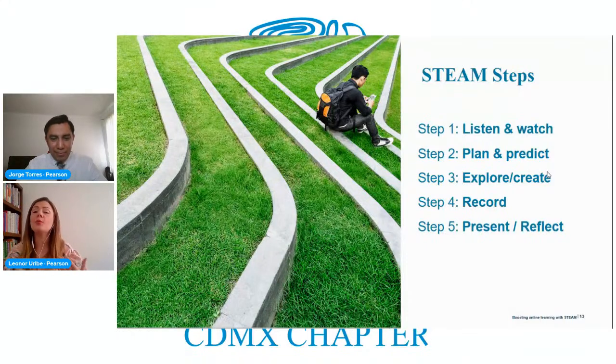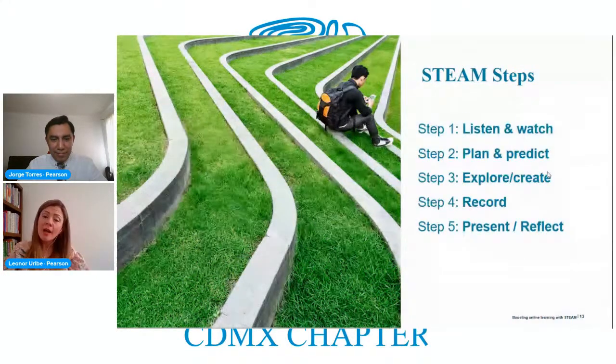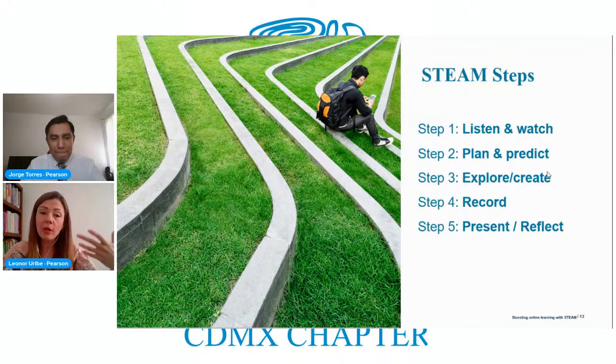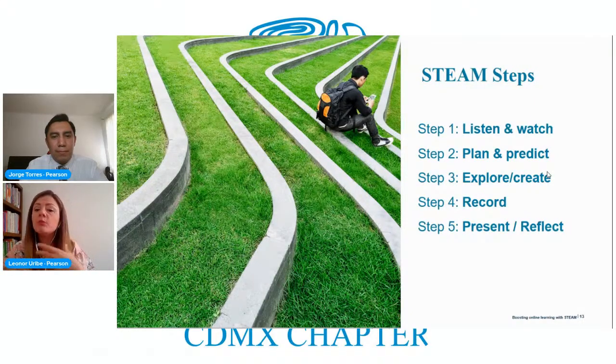Then we have the planning and prediction, where students can draw, do some research, and design whatever they will create. And then we want them to explore and to actually create the things they have designed. Afterwards, we want them to record their findings and compare their predictions to what actually came up with the experiment, or their design to what they finally made or created. And then we want them to reflect on how they did.